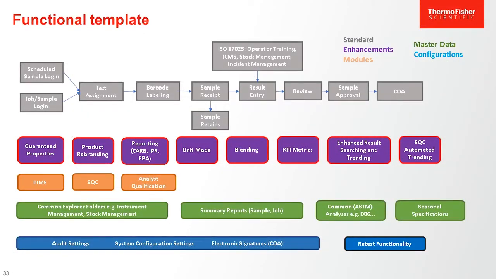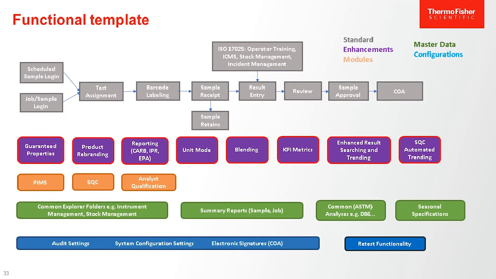In gray, you can see your standard functionalities. So you have your scheduled samples, which most of the samples are probably going to be. You can also submit samples ad hoc. You have your test assignment, or you can have group tests, barcode labeling, receipt, entry, review, sample approval. Of course, you'll generate your certificate of analysis. You can also have sample retains. To satisfy ISO 17025, we have operator training, instrument, stock, and incident management.